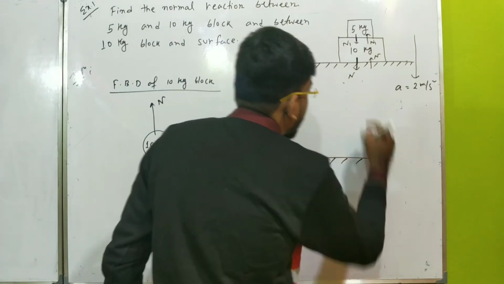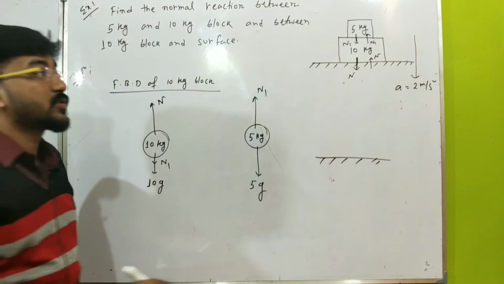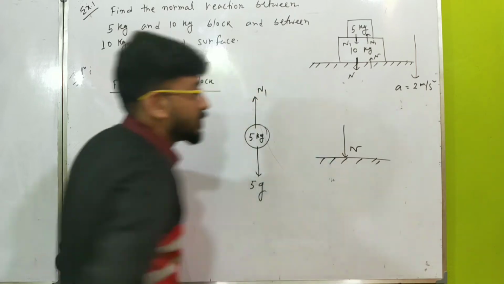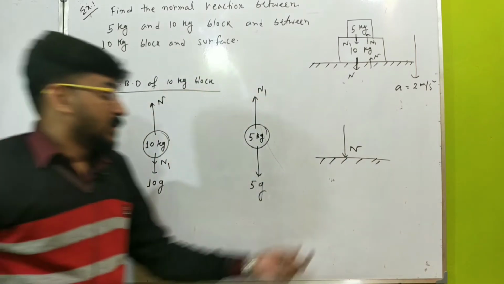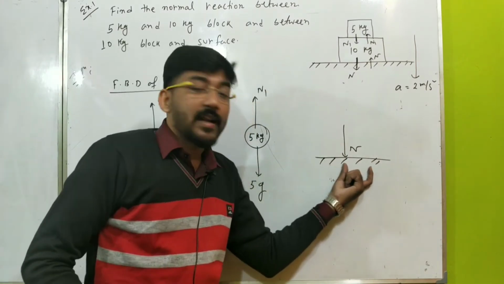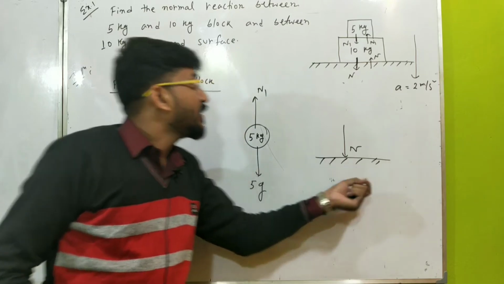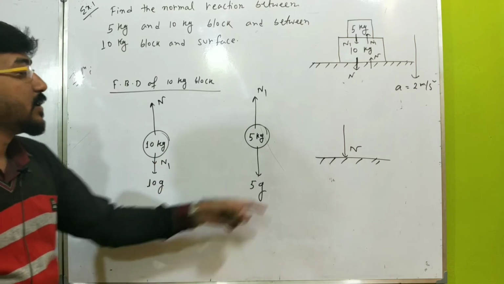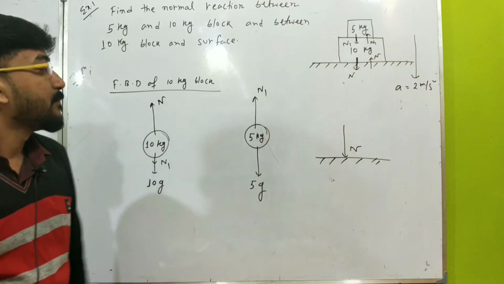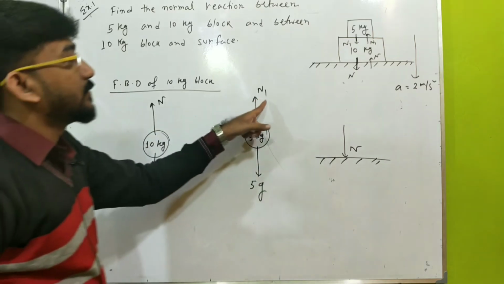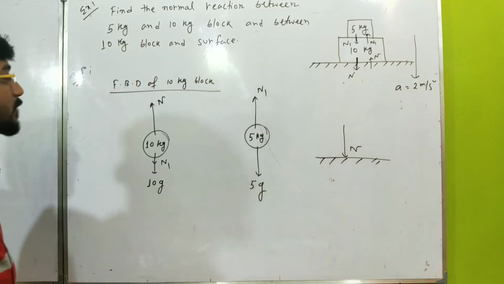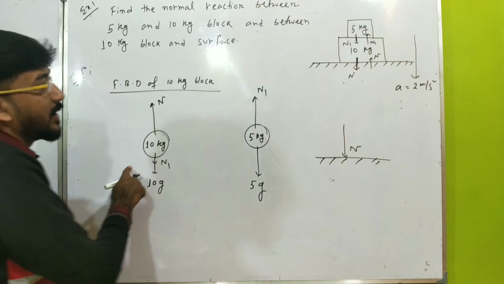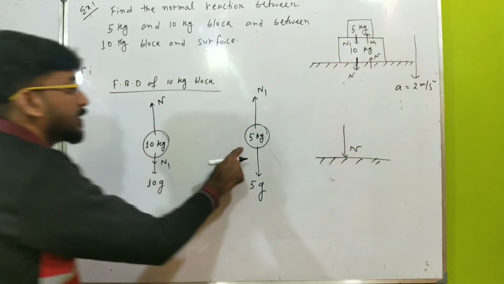If you talk about the ground, then the ground will experience only one force, that is the force given by the 10 kg block to the ground, that is the normal reaction N. But this free body diagram we do not need, because we have to find out only for the 5 kg and 10 kg blocks. You can find this N from here and N1 from here, that we have to find out. One is the normal reaction between the 10 kg block and the ground, that is N, and another is from the 5 kg block, that is from here.